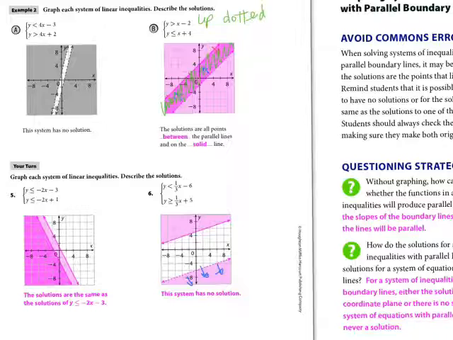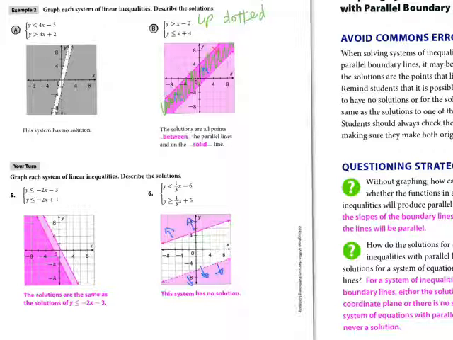And then for the second line, obviously it's the other line. So you can see that it has a solid line because of the bar. Solid line. And it's greater than, so it shades up. So that means our arrows are going upward.